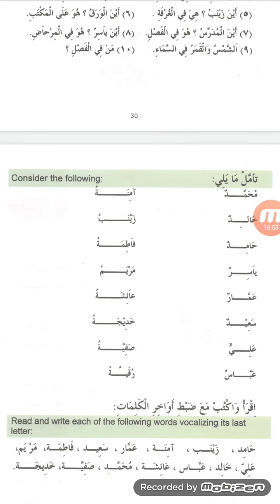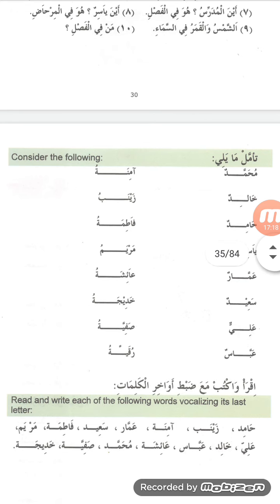So Zainab is a female name, so the pronoun we will use, what will it be? Hiya. Hiya fil ghurfati, she is in the room. Hiya is used for singular feminine third person. أين الورق, where is the paper? هو على المكتب, it is on the desk.